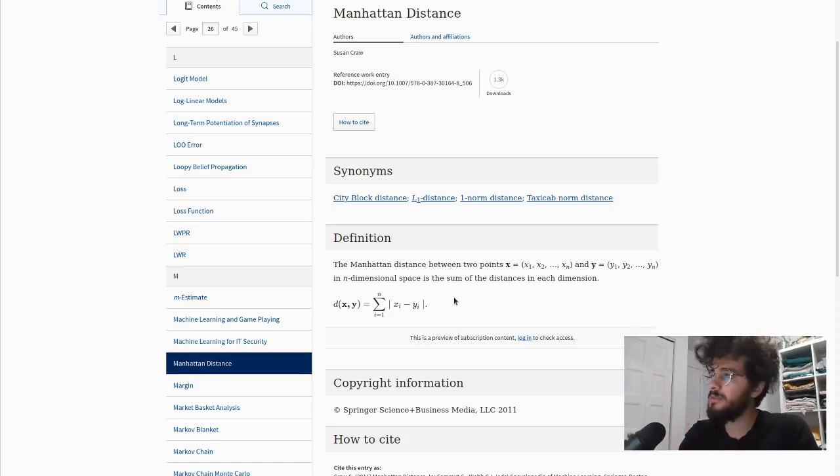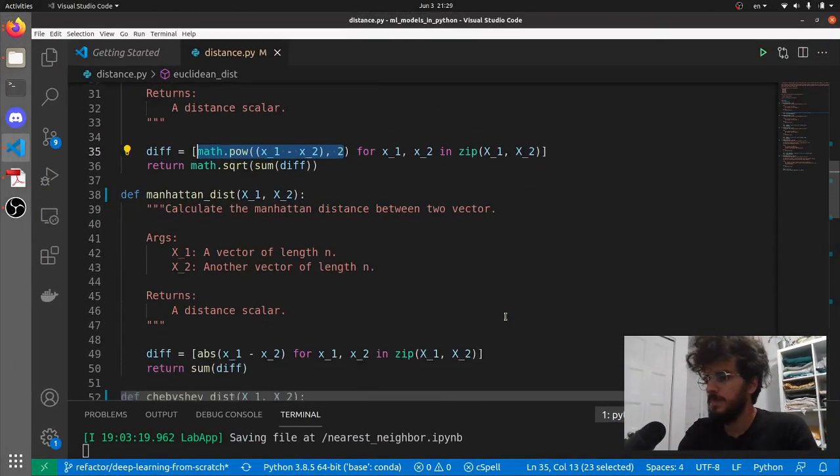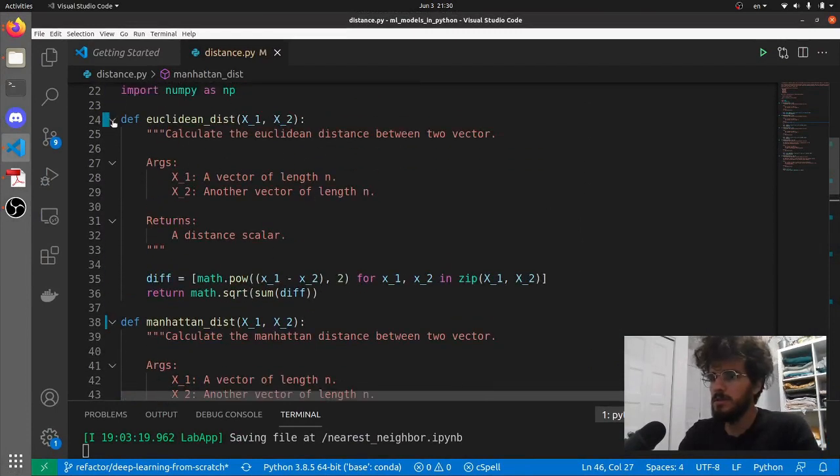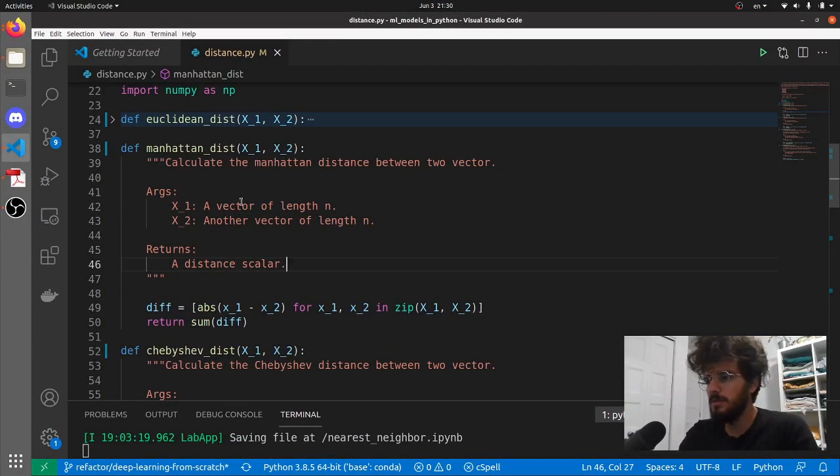So let's look at the code. The code is kind of simple. If you got the Euclidean distance one, you're going to get the Manhattan distance one. So you still have a vector here and another vector and a return distance scalar, basically. We do the same trick as before. We iterate over each dimension of these vectors, and then we do this one minus the other one, and then take the absolute value. We get all the differences, right? And then we sum them up. That's it. Well, let's look at the visualization now.